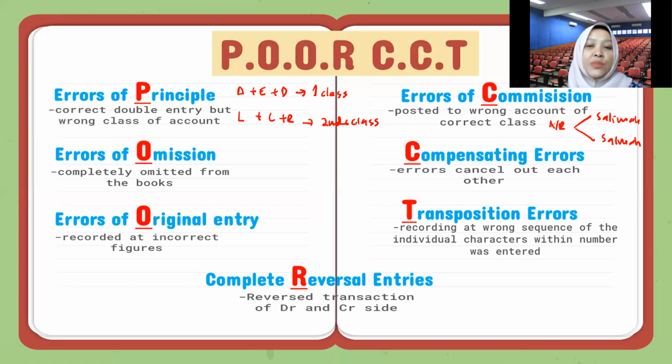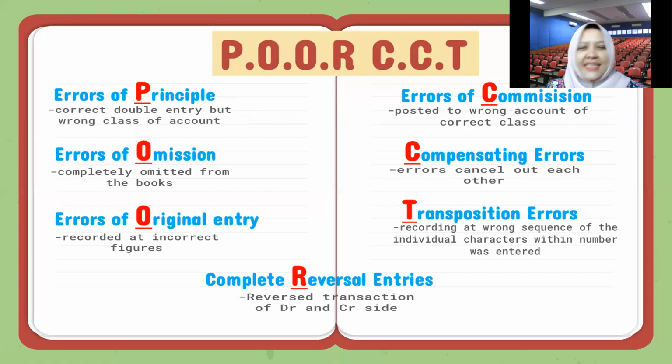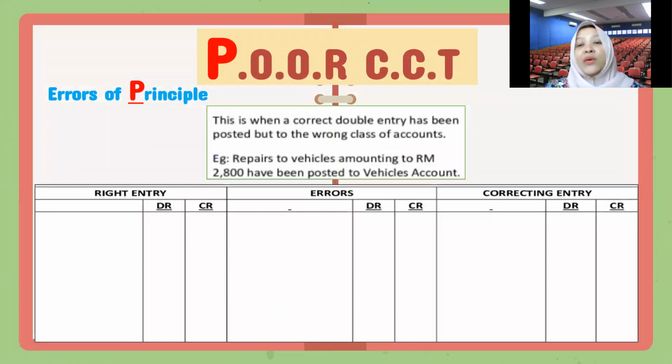All right, so let's look one by one at the examples and how to rectify the problem. Are you ready? Okay, let's start. The first one is POCCT. So the first one is P, error of principle. Remember, when you have a correct double entry, meaning that you have the correct debit and credit items, but you have recorded into a wrong class of accounts.